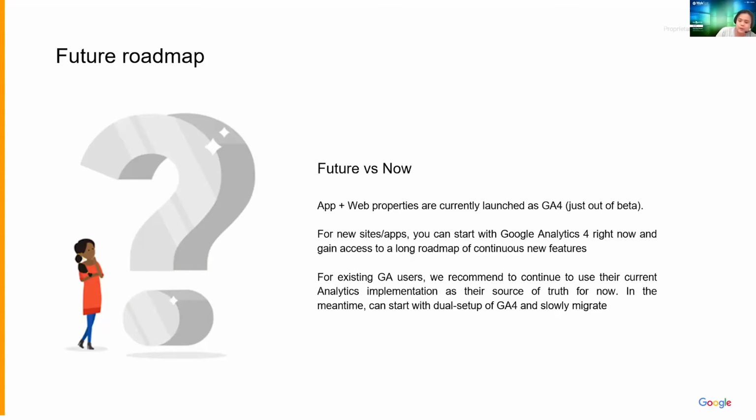analytics, all right? What you can start doing is what we call this dual setup, all right? You can start tracking one copy of your data to GA4 and start collecting as soon as possible, all right? But as far as actual reporting goes, you can slowly move your reports over, all right? You don't have to rush that, all right? So that's the future versus right now.